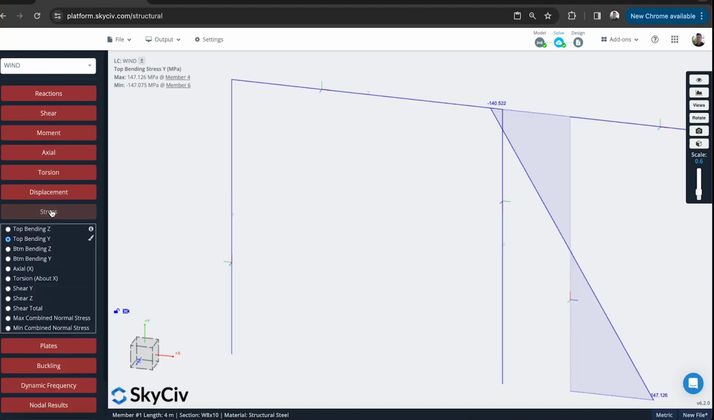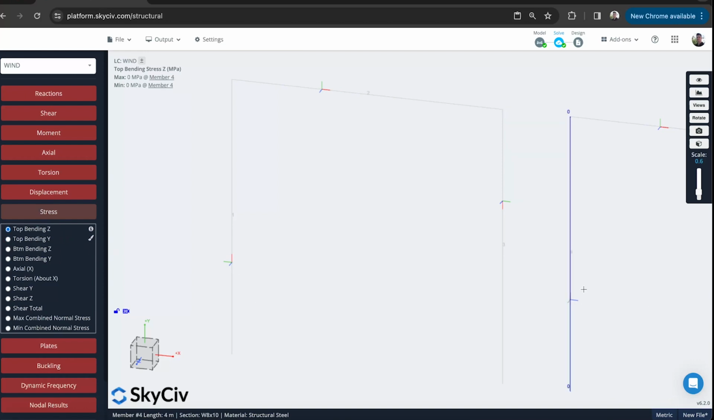So when I'm looking at bending stress about Y, it would be about the member's y-axis, and bending moment Z would be about the z-axis. And you can see there's no force on it, because there is no load about the member's z-axis. So long story short, we can still explain the effects that has on the member.